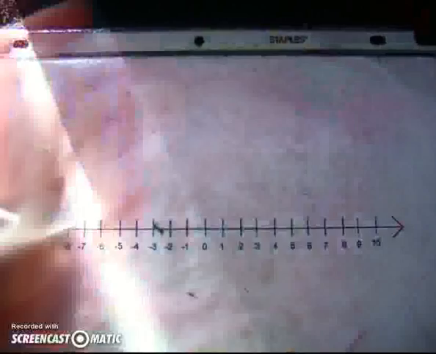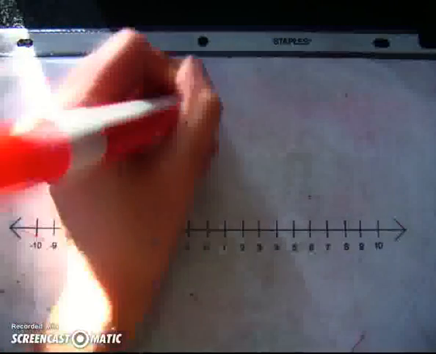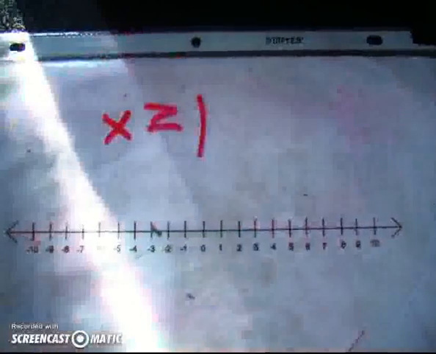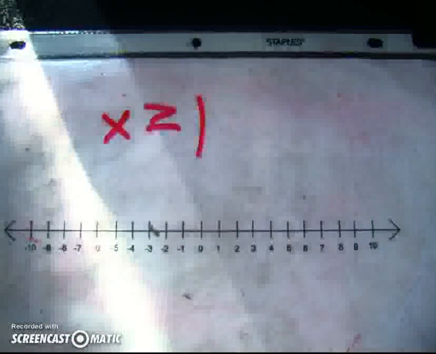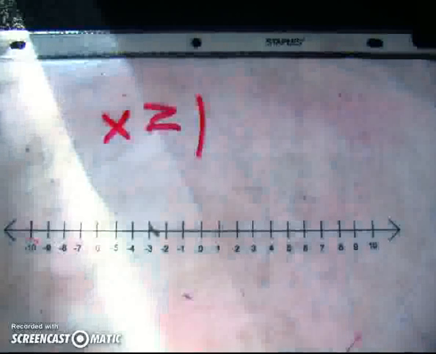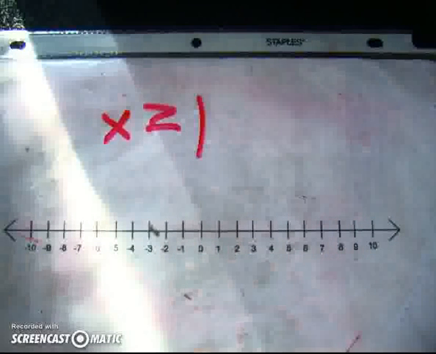All right, let's try another one. Let's try x is greater than or equal to 1. Well, we can think of lots of numbers that are greater than or equal to 1, like 5, 10, 100. That's why, again, we need this number line.